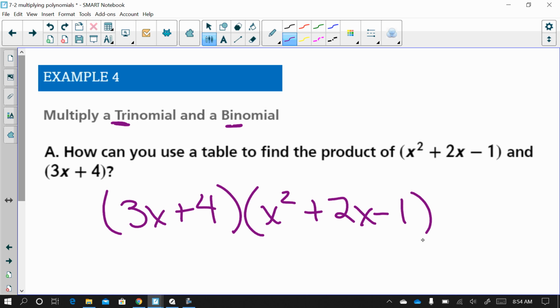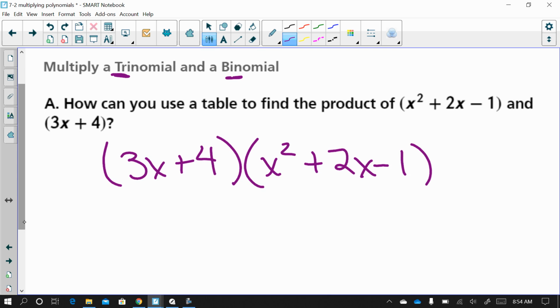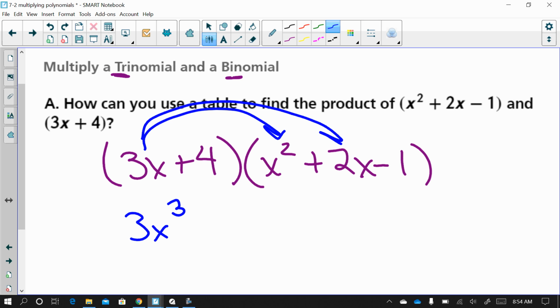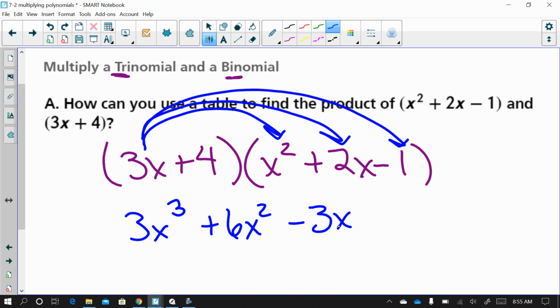This is, again, just like FOIL, but now we've got 3 terms. So we're just going to distribute like crazy. We start with the 3x. 3x times x squared is 3x cubed. Distribute the 3x again. 3x times 2x is 6x squared. And distribute the 3x one more time. 3x times negative 1 is negative 3x.